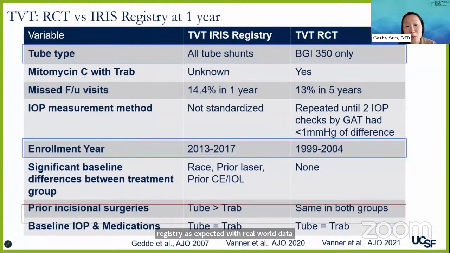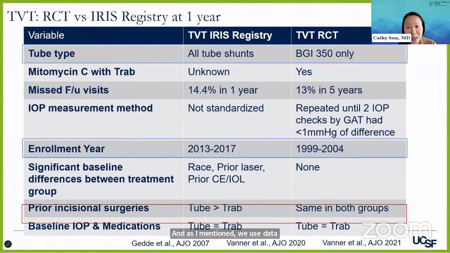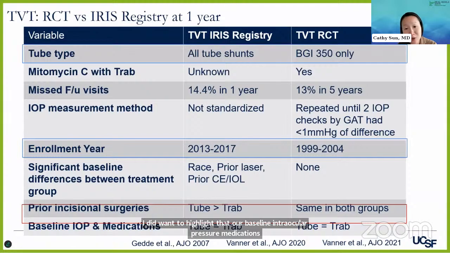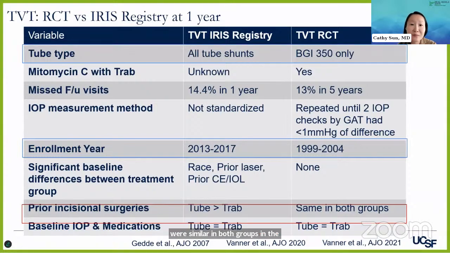And as I mentioned, we used data nearly a decade after the original RCT, and that study did have some influence on the increased adoption of tube shunts. And there were significant baseline differences between treatment groups, mainly with race, prior laser, prior cataract surgery, and more patients in the tube shunt group had prior trabeculectomies than in the TRAB group. But I did want to highlight that our baseline intraocular pressure medications were similar in both groups, in the tube and the TRAB groups in both studies.